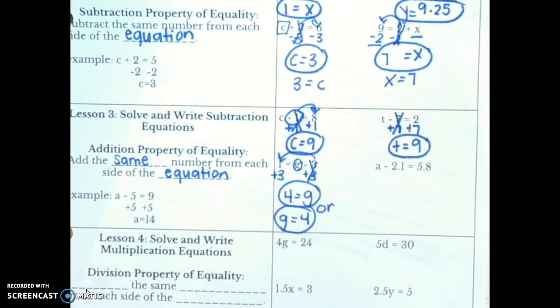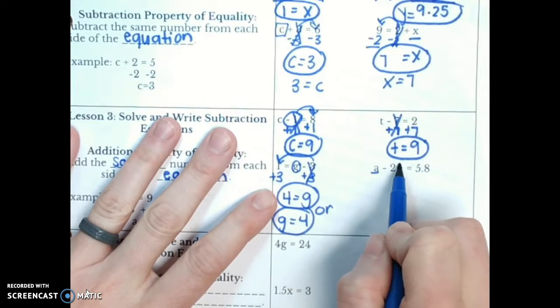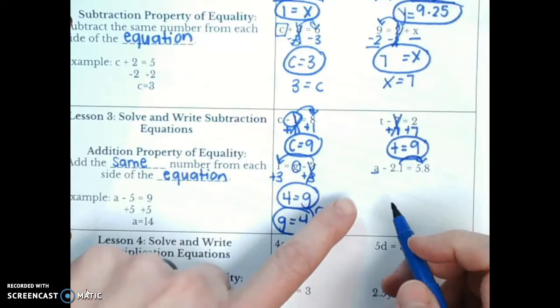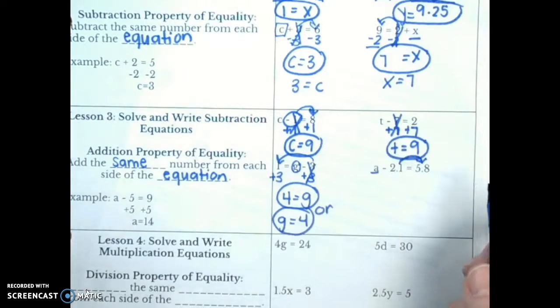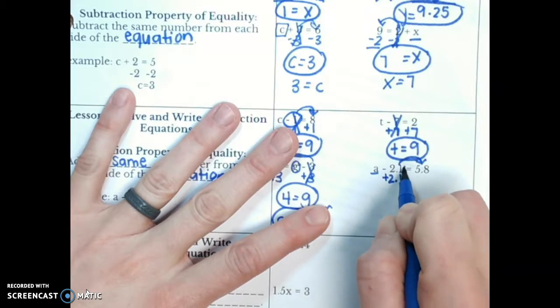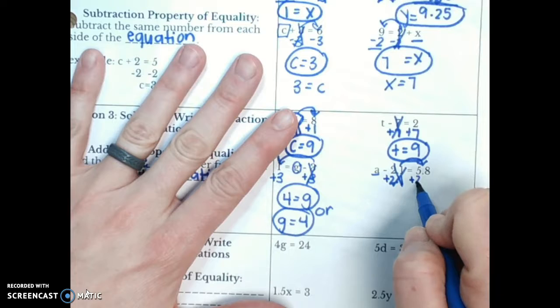In our last question, we can do decimals in this too. We need A by itself, and so this guy needs to go all the way over here. Since we're using the addition property of equality, because we're subtracting, we're really going to be adding. So to make 2.1 go away on this side, we need to add. Whatever we do on this side, we have to do on the other side. So we have to add 2.1 in.